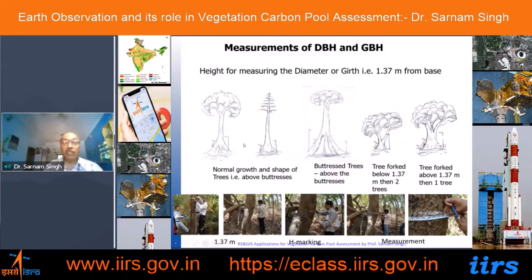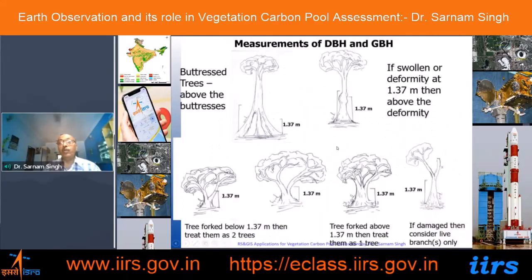These are some situations where in a normal situation, 1.37 meter is okay. But suppose there are buttresses or bifurcations. If the bifurcation is less than 1.37 meter, then there will be two trees. If there are a lot of buttresses like here, then please go to the clear bole. It may be more than 2 meter also, because with these buttresses you can't take proper measurement. So these are some variations in the field you will come across. This is how we do the field work.